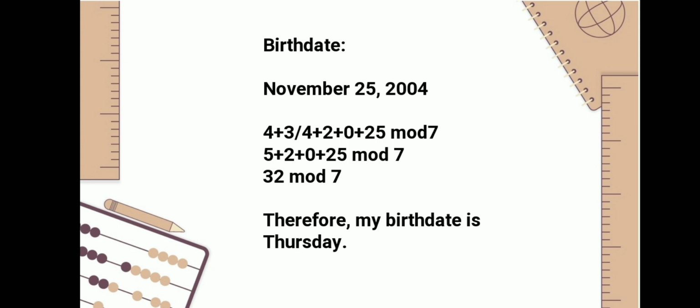5 plus 2 plus 0 plus 25 is 32, modulo 7. Therefore, my birth date is Thursday. That's all.